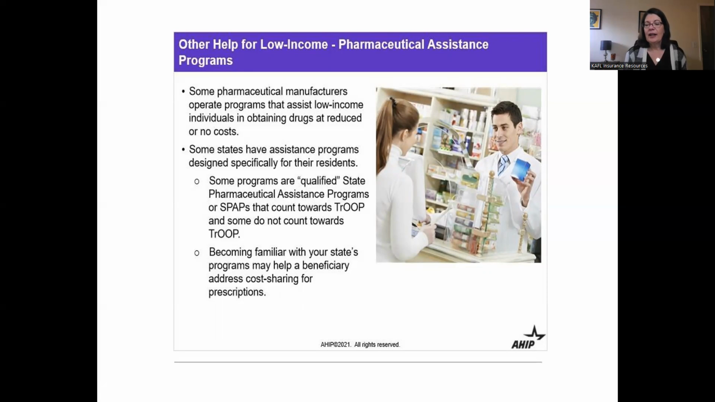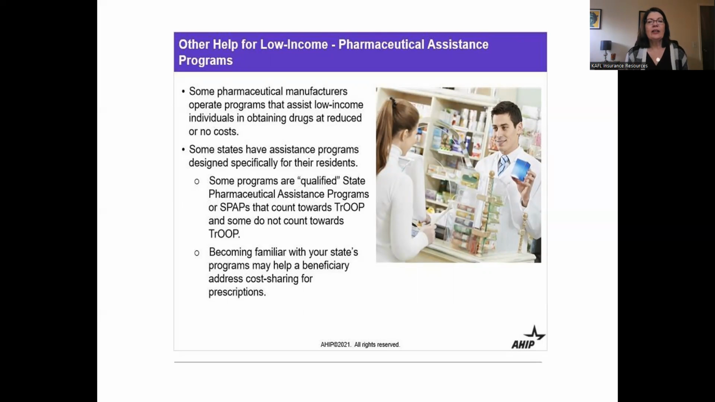There's also cards like GoodRx that people can get that can potentially help. My understanding is that if somebody has Medicare and it's cheaper to use GoodRx, they can use that. That's what I've been told.